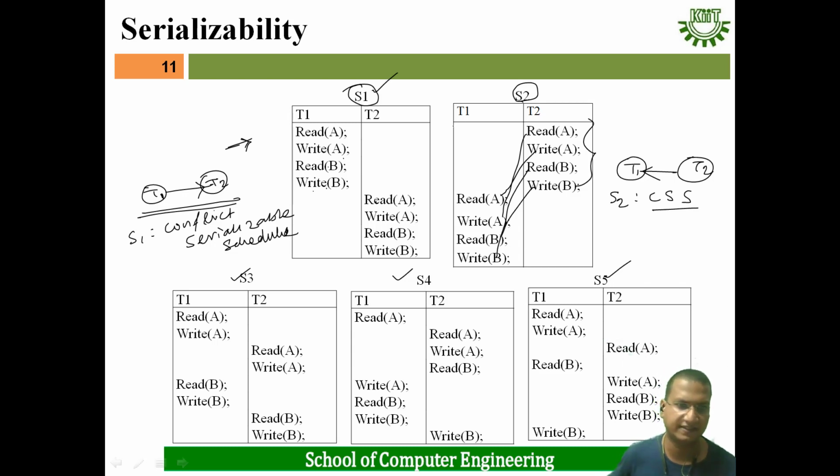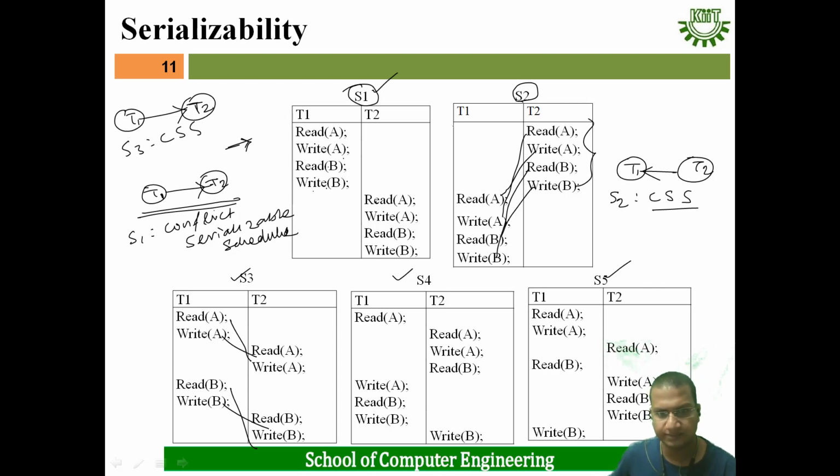Now we'll check for S3. Here also two transactions are there, so we draw two vertices, T1 and T2. Now we check for conflicting operations. Read A to write A, write A to read A, all are from T1 to T2. Now read B to write B, write B to read B, all are from T1 to T2. No cycle is present. That means S3 is a conflict serializable schedule.